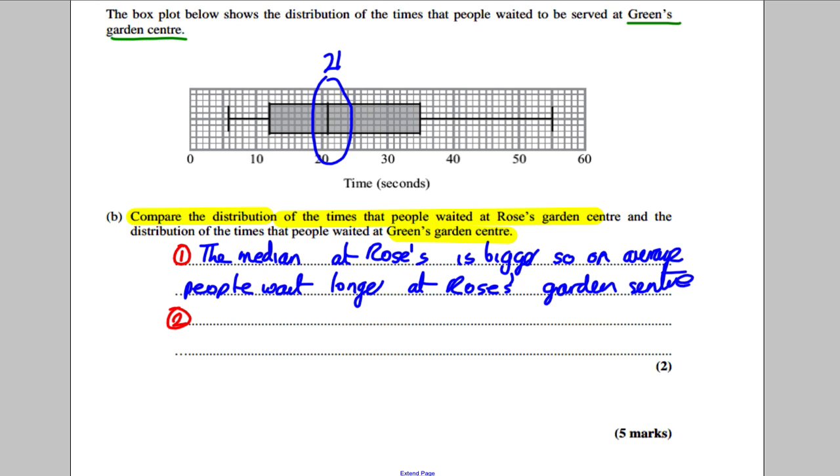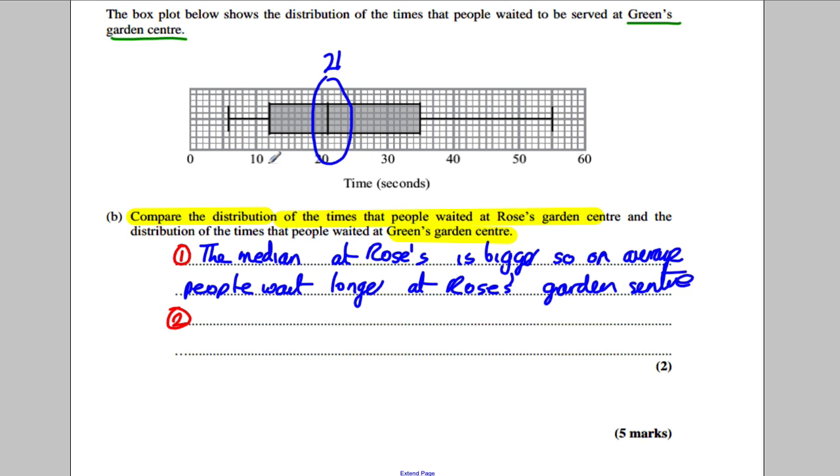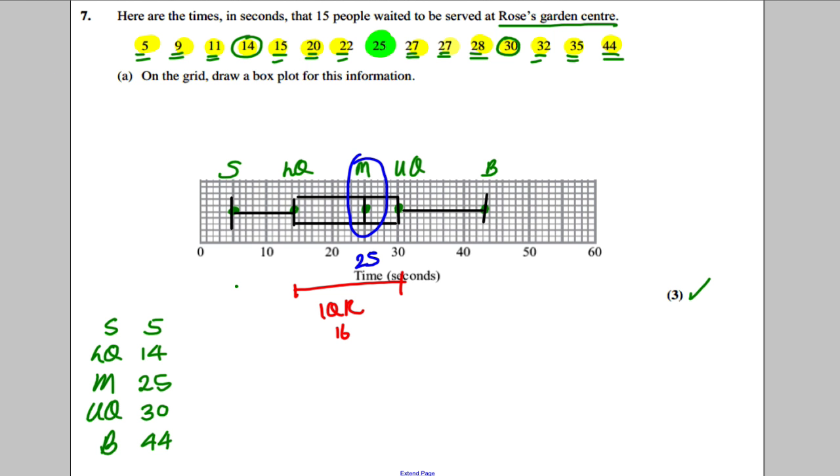Now the next point, we have to compare the interquartile range. That's the length of the box. So we have to compare the length of this box, the interquartile range. It's between 14 and 30, so it's 16 long. This one here, how long is this box? Well, it's between 12 and 35. So to me, it looks like about 23 long, so it's definitely longer. Look, that box is longer than that box.